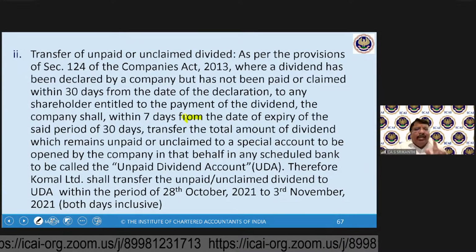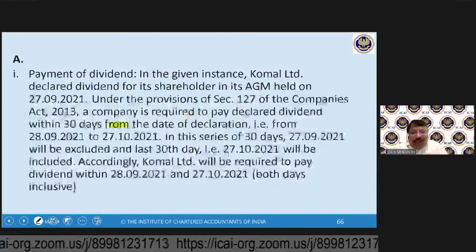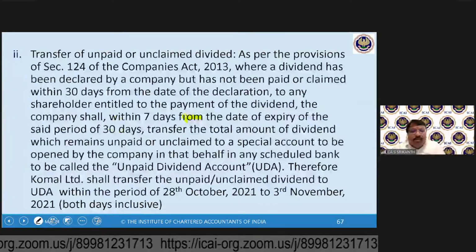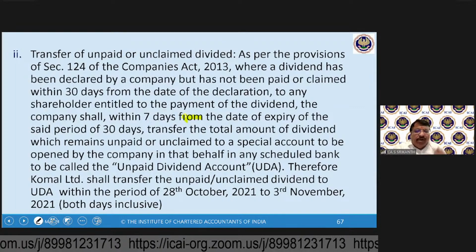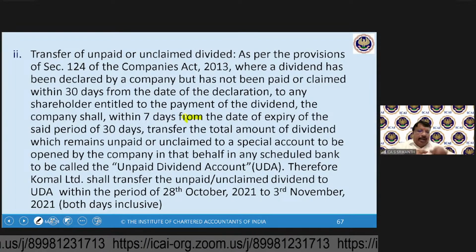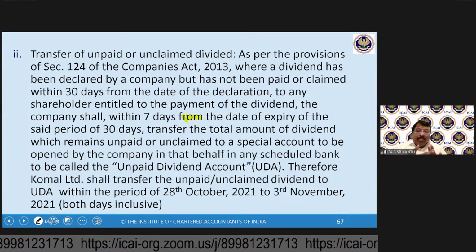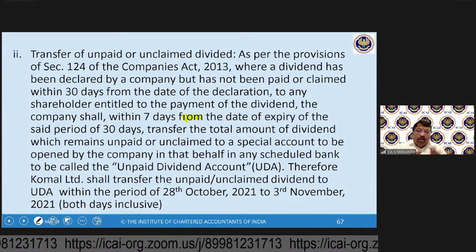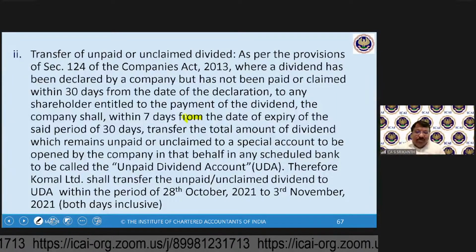That you know. Point is, for counting 7 days, you should not include 27/10, which means you should begin from 28th October. So 28 onwards, 7 days. 28, 29, 30, 31, 1, 2, 3. So 28th October to 3rd November, both days inclusive. Okay.